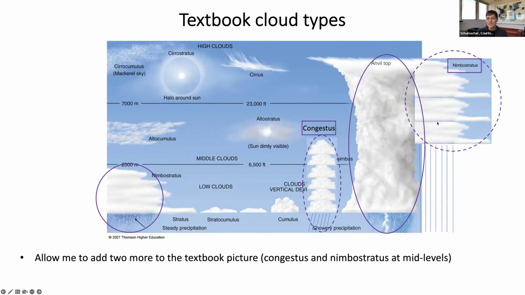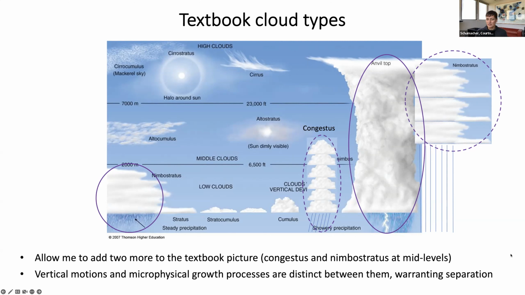But at any rate, and then we have this nimbostratus that's actually a mid-level cloud that also rains. And often I'll be talking about it connected to deep convection. And I will be going over this throughout the talk, but the vertical motions and microphysical growth processes are very different in these cloud types. And so that really does already warrant their separation. Not all precipitation is created the same way.